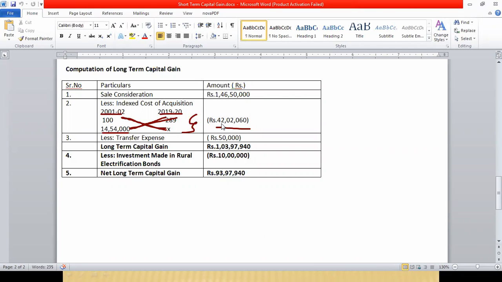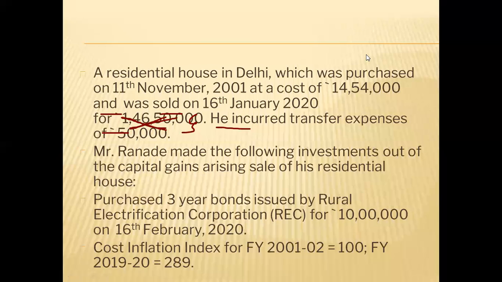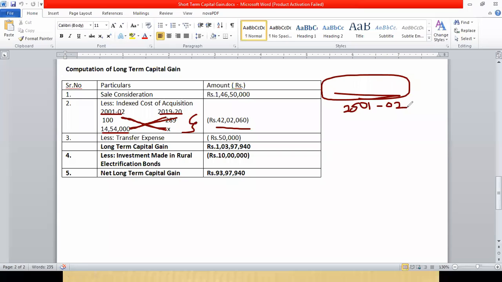Everybody is getting this value, 42 lakh 2060. 14 lakh 54,000 is the purchase cost given in the question. 14 lakh 54,000 purchase cost in 2001. Understood? That purchase cost only will increase using these two factors in the cost inflation index.